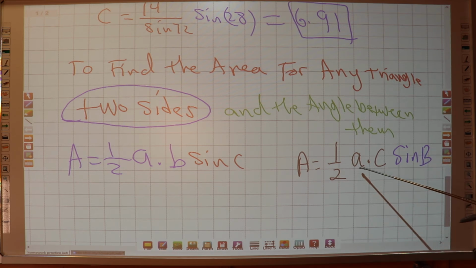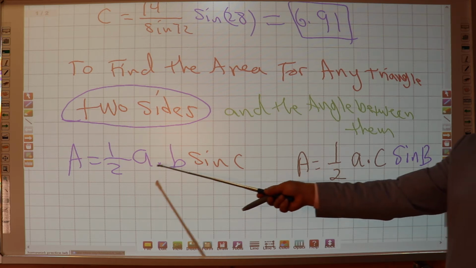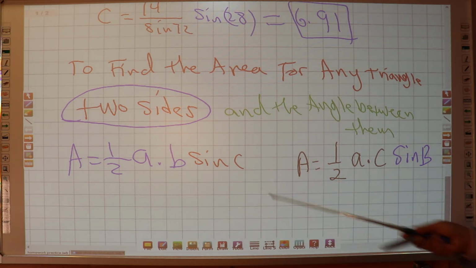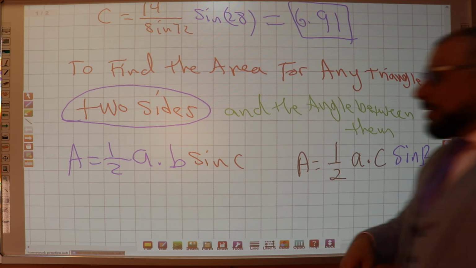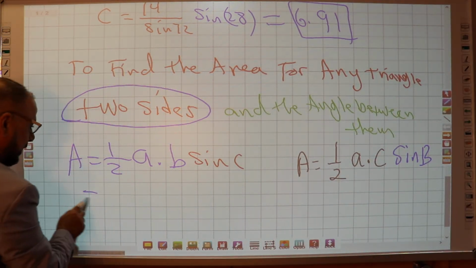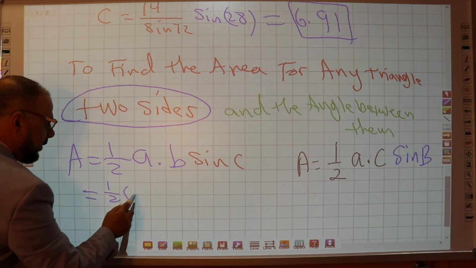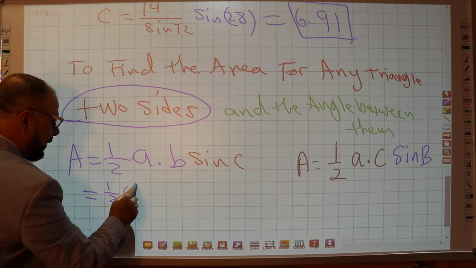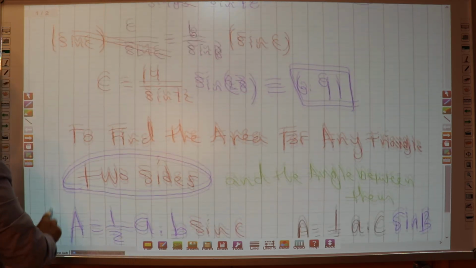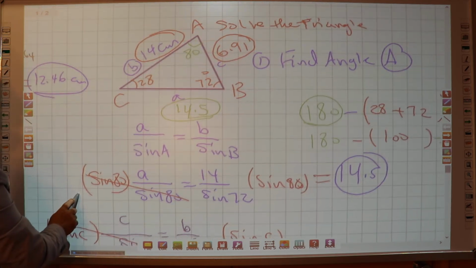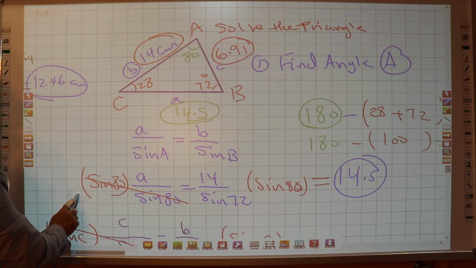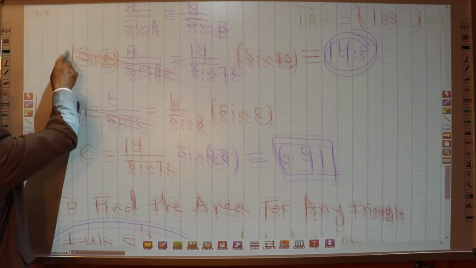If I took side A and side C, I need angle B. If I take the side A and the side B, I need angle C. But you can use any one. I'm going to use this guy. Can you please help me with the numbers? I need to be very accurate with my A is 14.5 and 14.